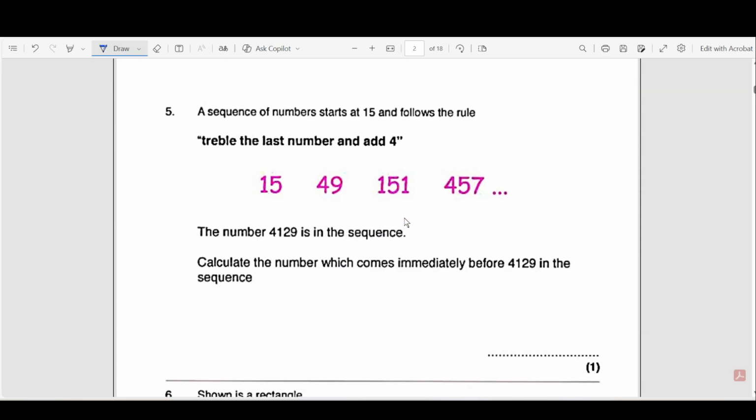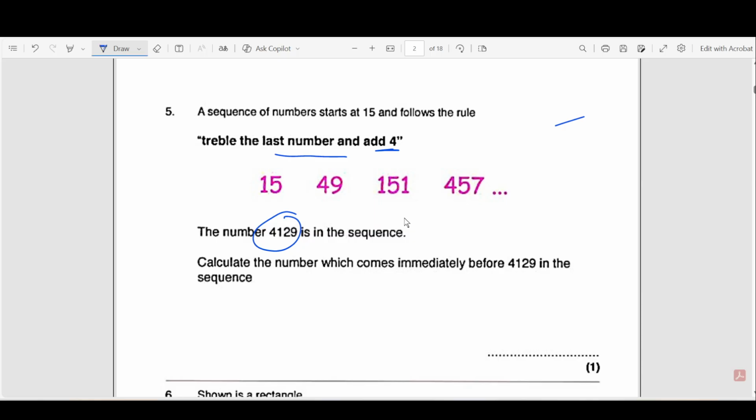Next we have a sequence of numbers which starts with 15. The rule is triple the last number and add 4. One number in the sequence is 4129. Calculate the number which comes immediately before 4129. Basically, the sequence is following the rule: triple the last number and add 4.